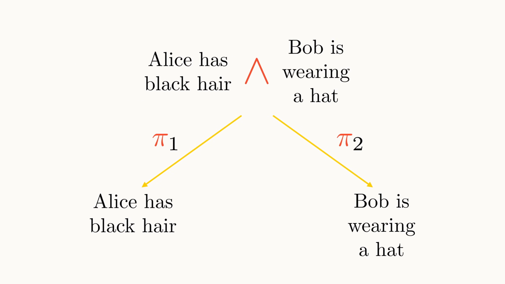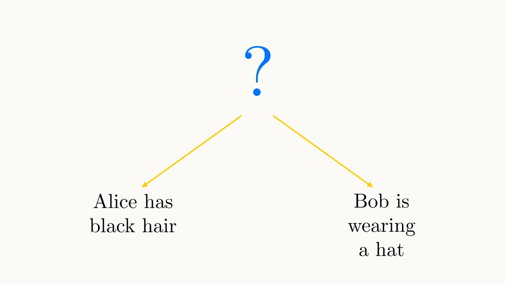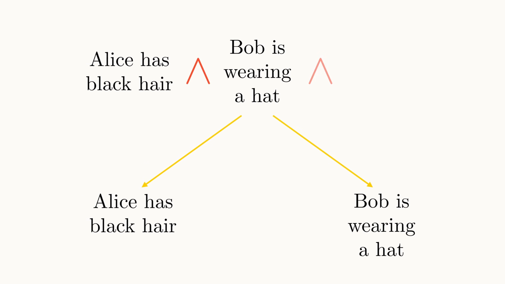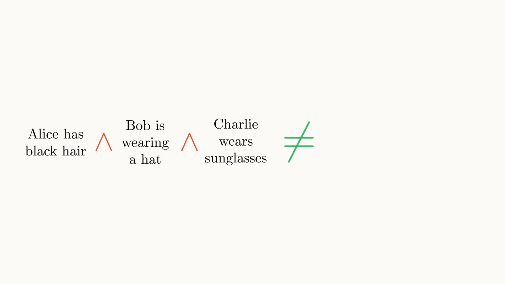Not quite. There are plenty of other objects that we can also use to prove that both of these propositions are true, that we want to be filtered out by our definition, such as the proposition Alice has black hair and Bob is wearing a hat and Charlie is wearing sunglasses. Given that this proposition is true, we can use this to prove that Alice has black hair and that Bob is wearing a hat. Let's call these two proofs F1 and F2. Clearly, this proposition also proves that Charlie is wearing sunglasses. So it is definitely not the same proposition as the conjunction we're after.